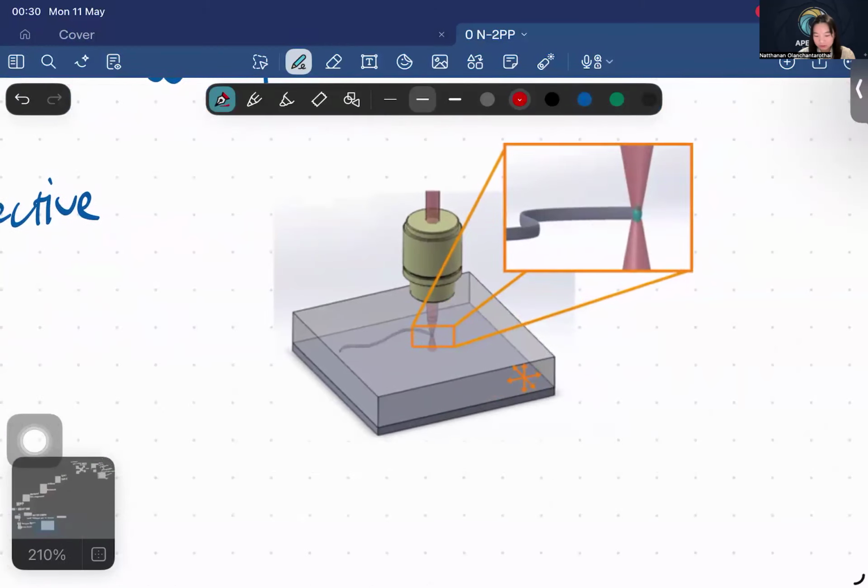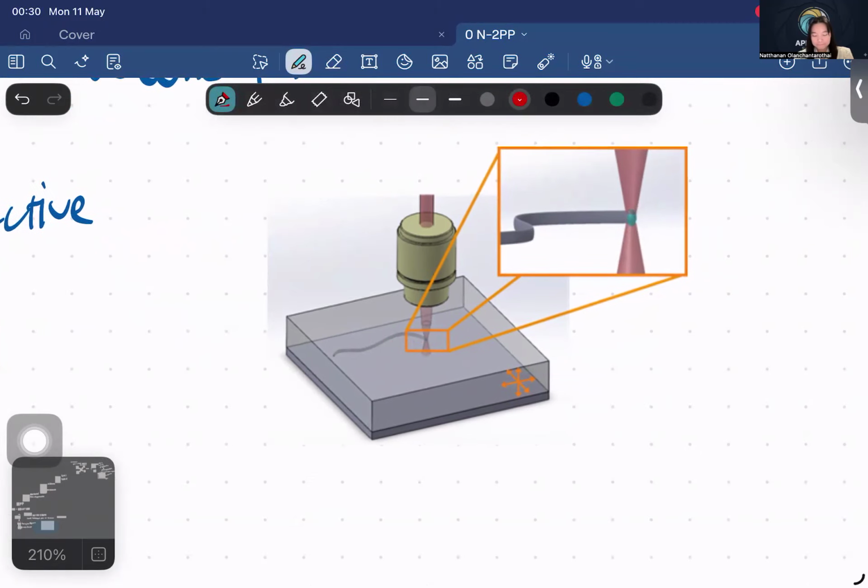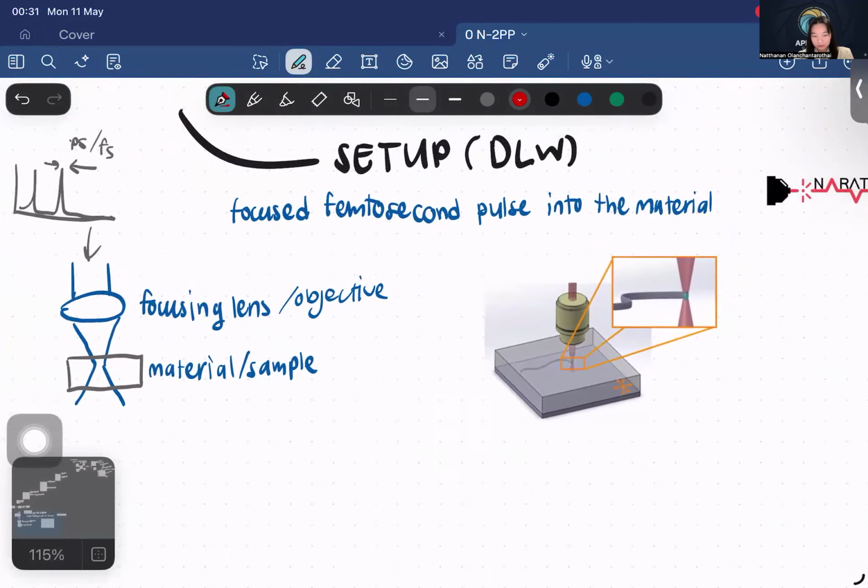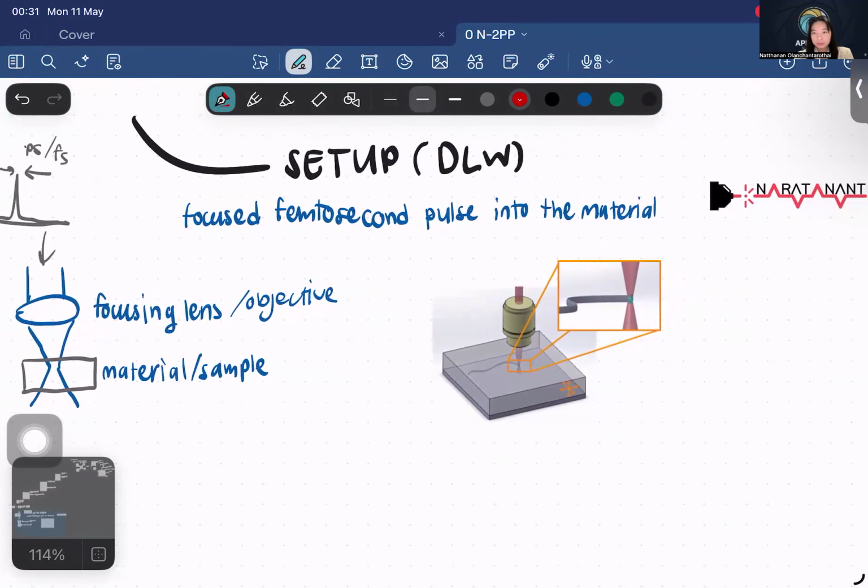So as you can see here, it's writing inside the material only at the focus point. And the process that happens would depend on what kind of material you have. For example, if the material is metal, then it mostly is ablation, similar to laser cutting.